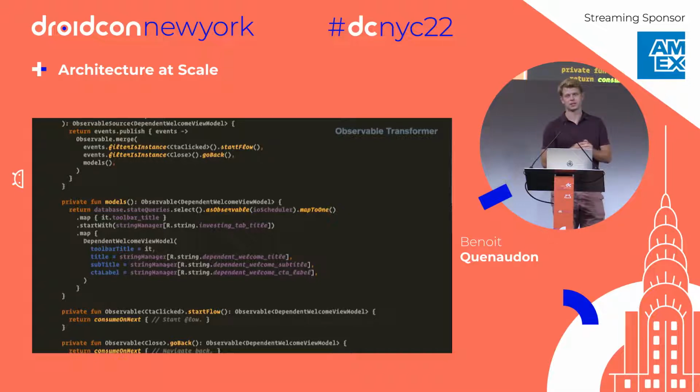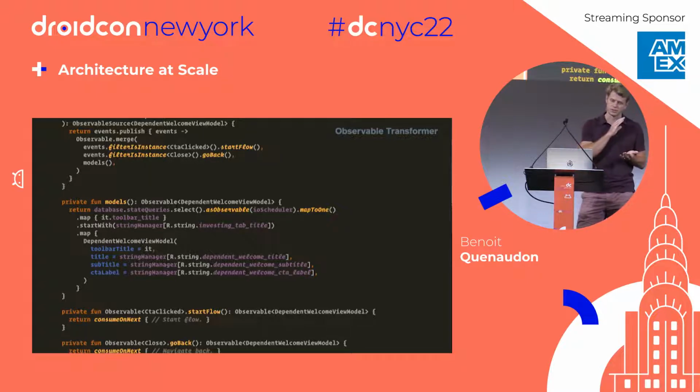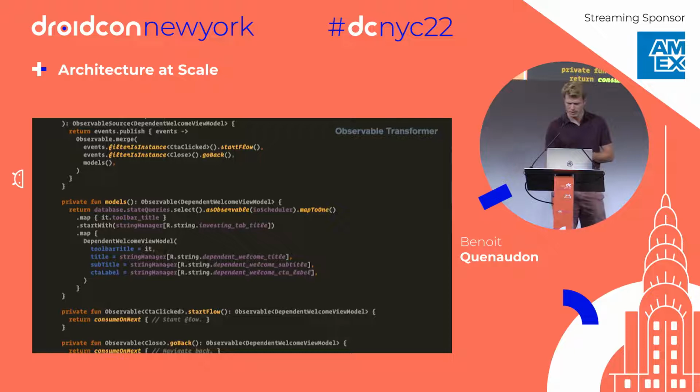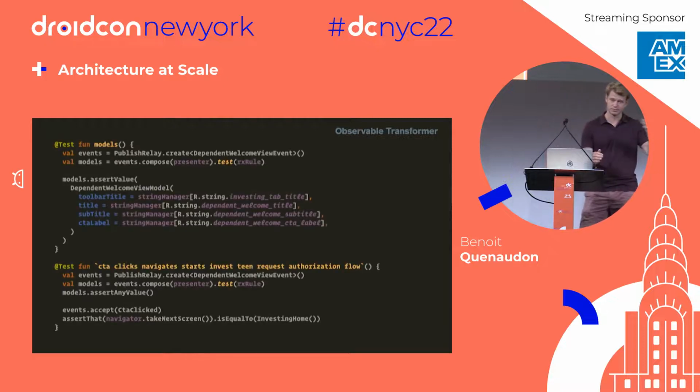But we can see already that Rx, and we'll have the same thing with Flow, we add a lot of operators, which makes the code hard to read, hard to code sometimes. But it wasn't actually hard to test because of the interface, which is, again, only one entry point, events, only one output.